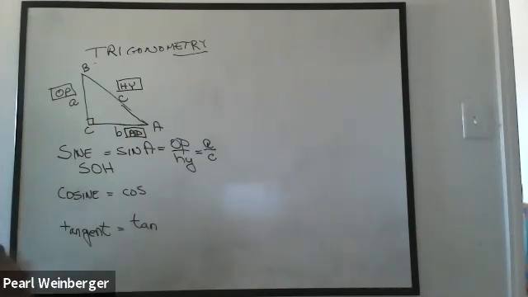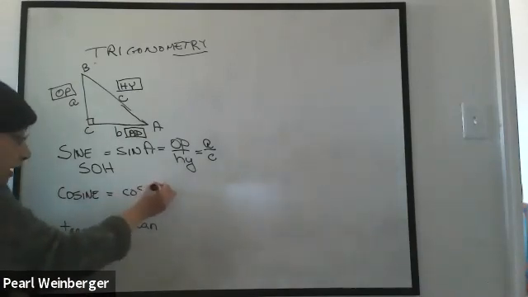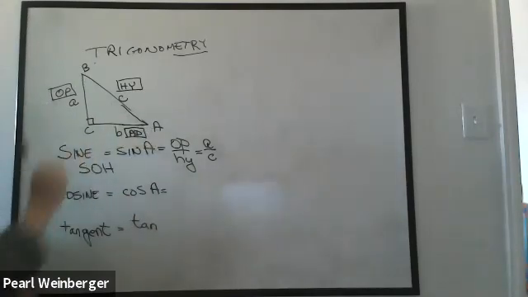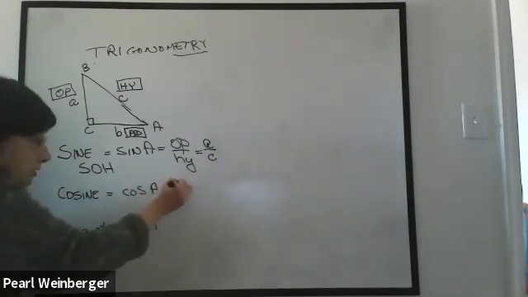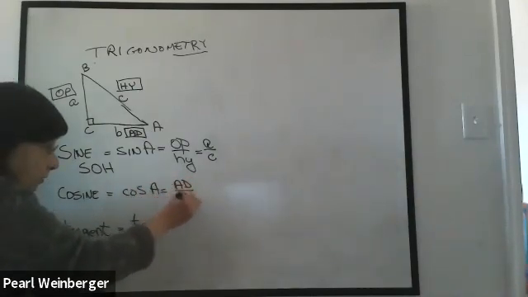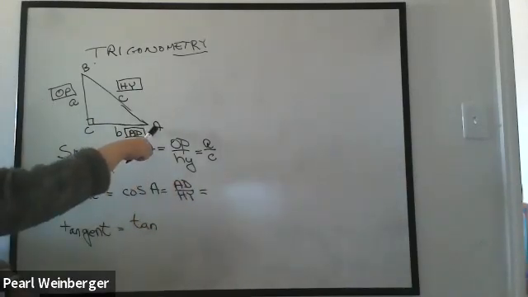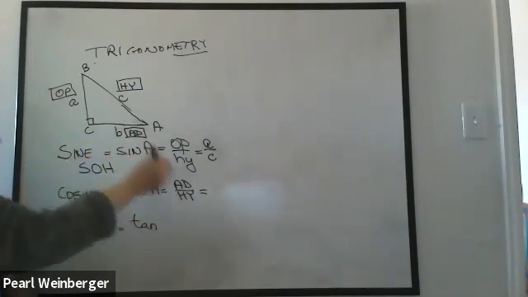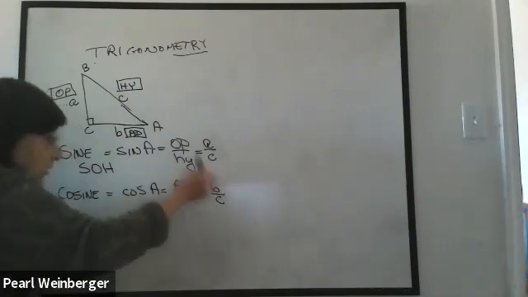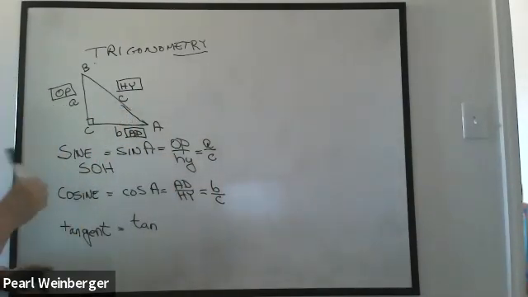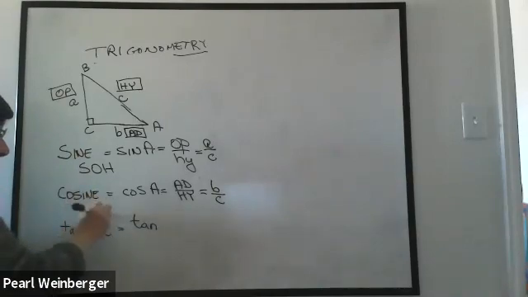Before we do a specific problem, let's go through the cosine and the tangent. The cosine, again, I have to tell you what angle to look at. Let's look at angle A again. The cosine is the ratio of the adjacent side over the hypotenuse. In other words, in this triangle, the cosine of A would be small b, that's my adjacent side, over my C, which is my hypotenuse. In other words, cosine is adjacent over hypotenuse.